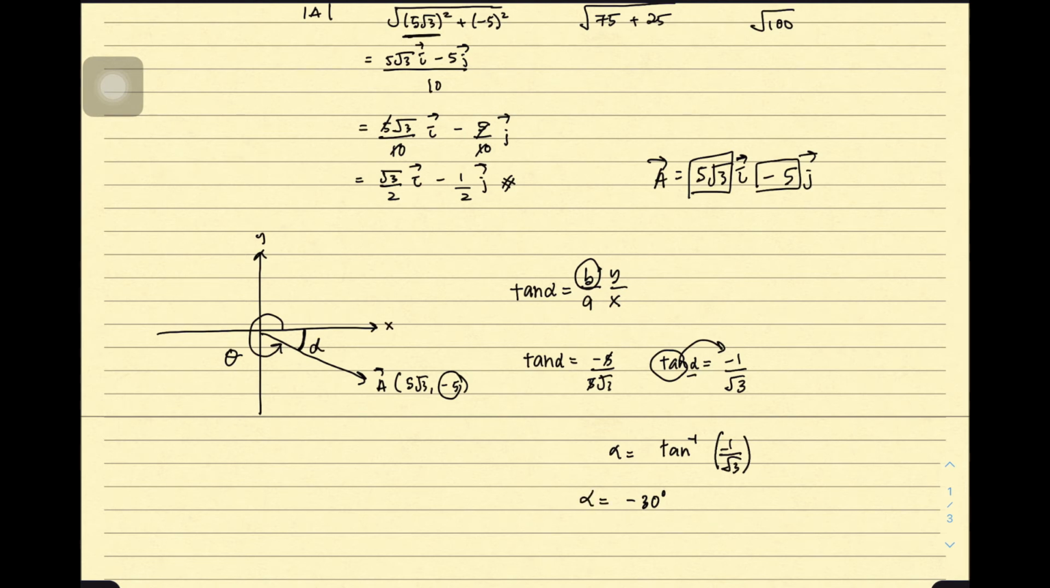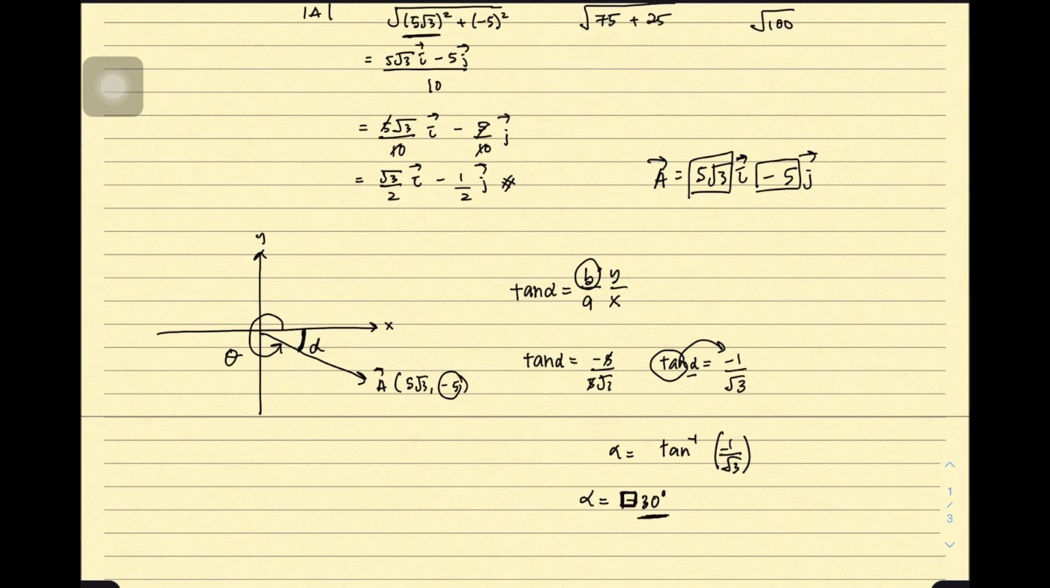What is meant by negative 30 degree? How come the angle becomes negative? Because its position is under the x-axis. When the position of the angle is under the x-axis, it will become negative. So this is just the sign that shows you this angle of alpha is below the x-axis.